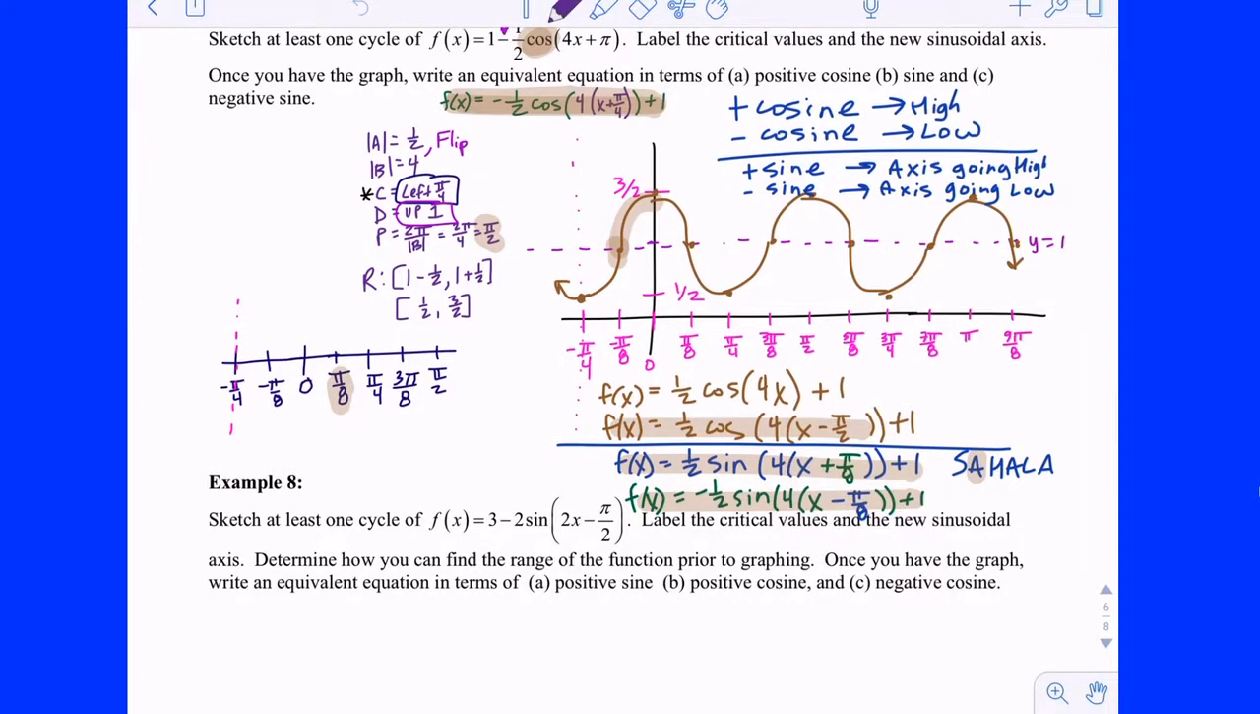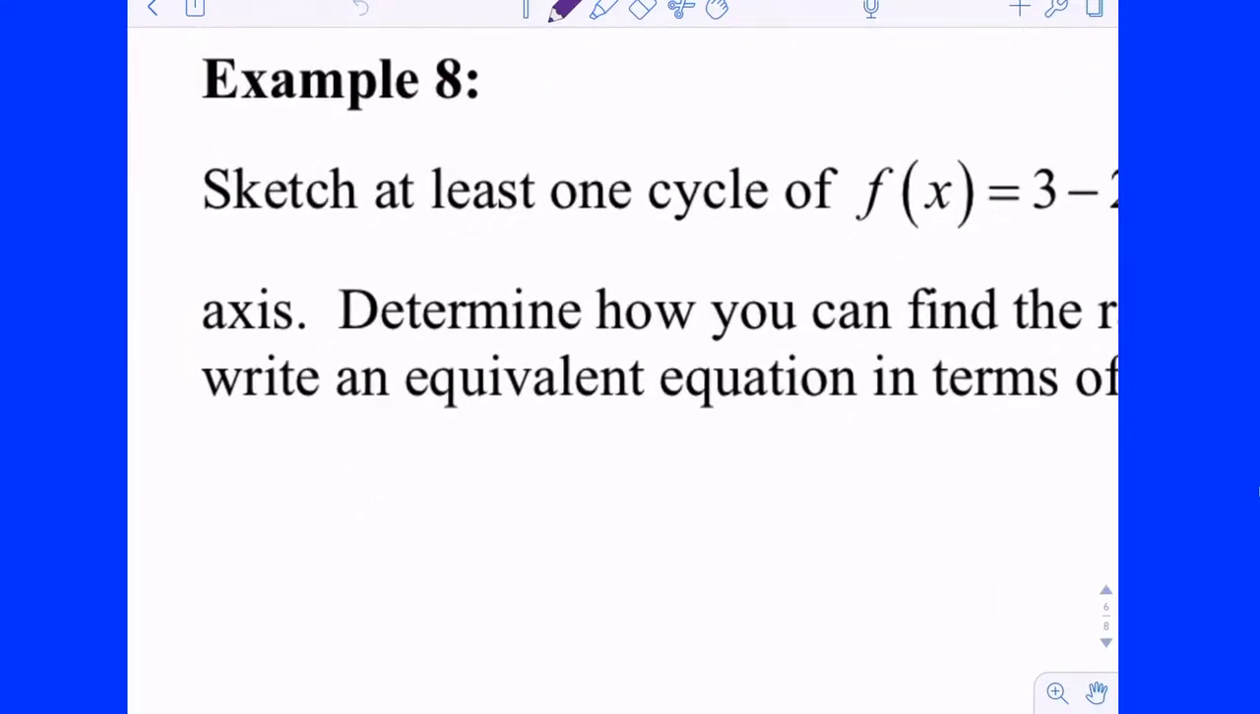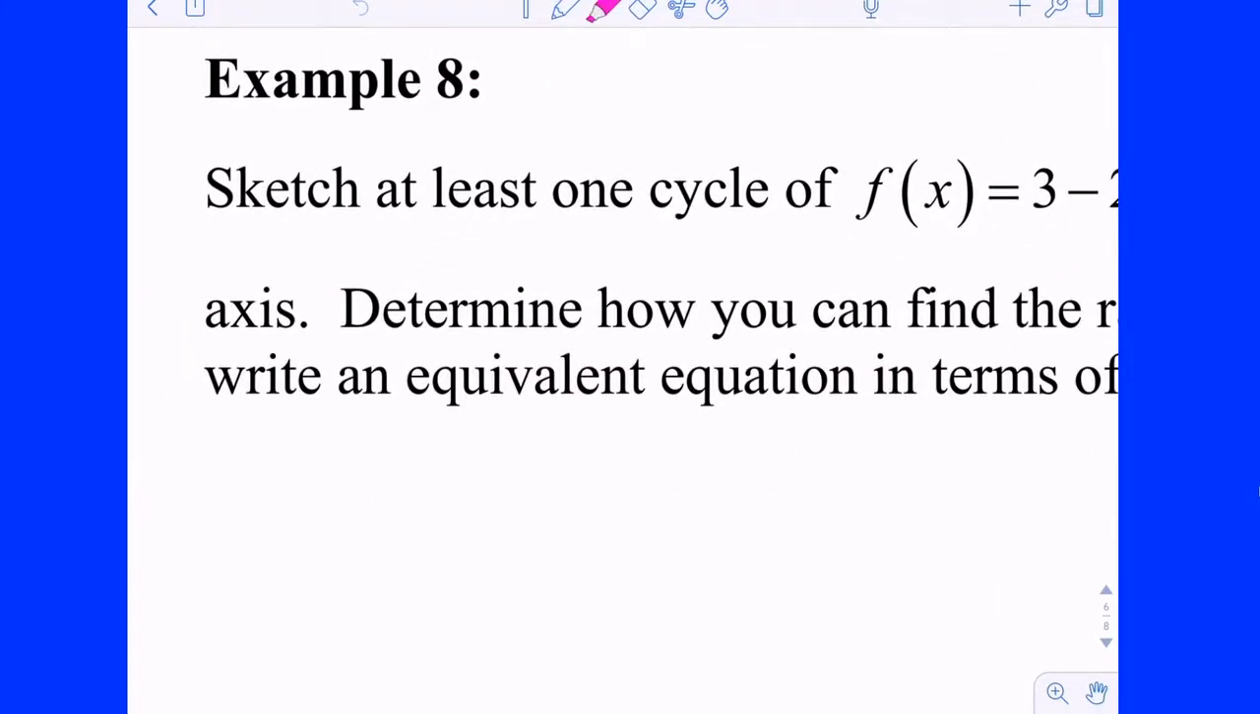All right, example 8, it says to sketch at least one cycle. What does that mean for you, sketching at least one cycle? Yeah, from high point to high point, low point to low point. But it leaves the door wide open for you to go above and beyond and sketch more than one cycle, right? It does. And I'm always asking that you sketch at least one point to the left of the y-axis.